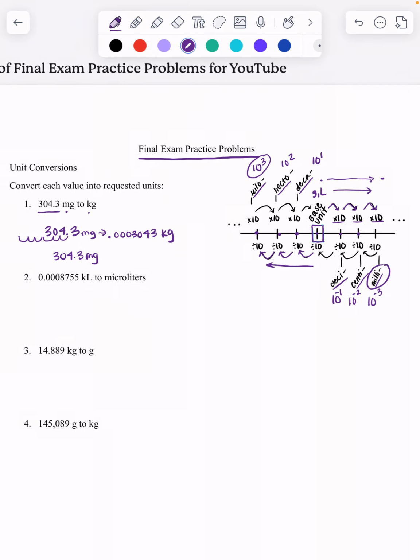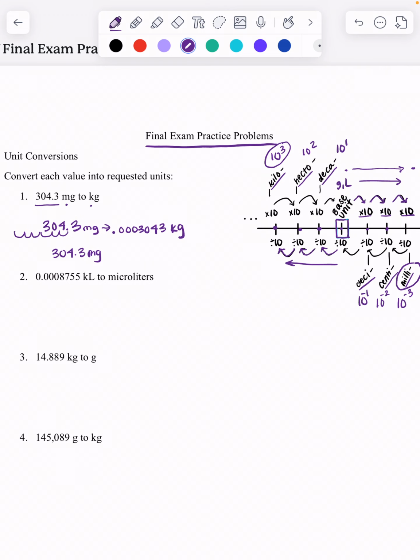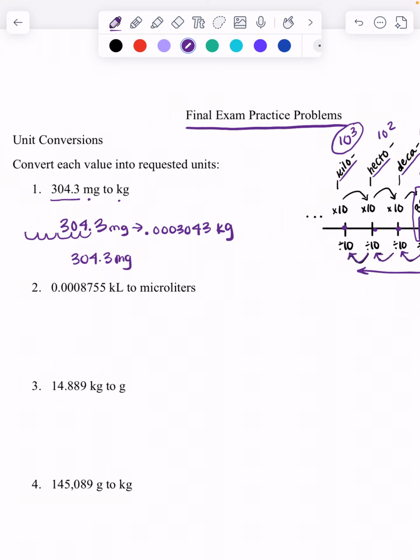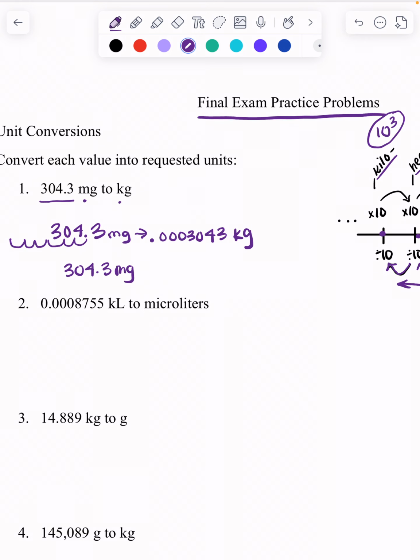I want to get to kilograms, and to do this, it looks like I can pass through our base unit, right? So I'm going to pass through our base unit and use that as a way to anchor myself here. I know what this conversion is. And then from the base unit, I'm going to push us into kilos, right?